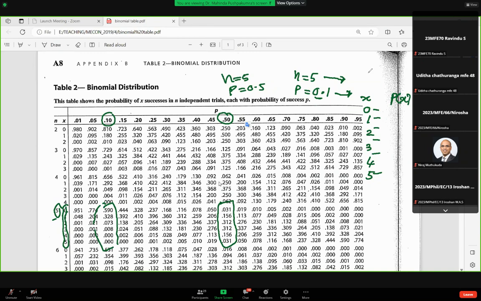Then another example. Let's say n equal 5. Let's say P equal 0.9. Then what is the probability? Then the probabilities are here.